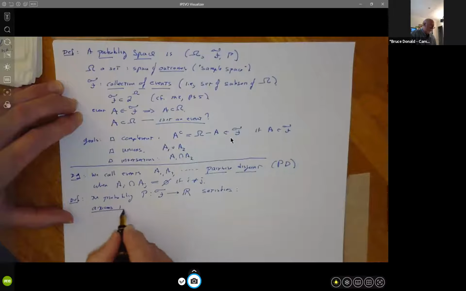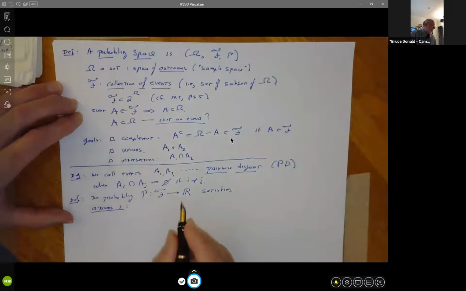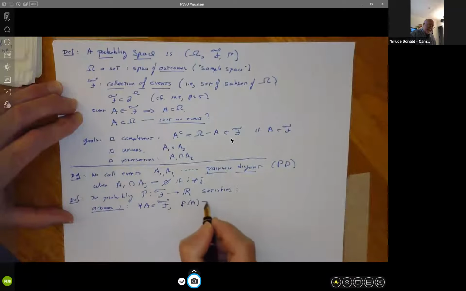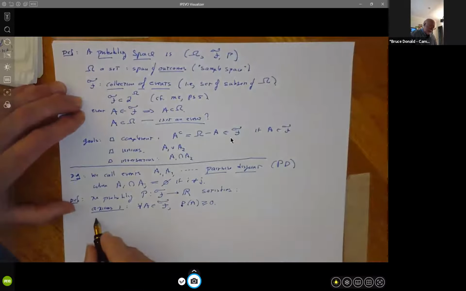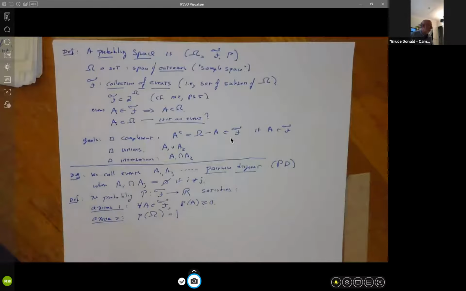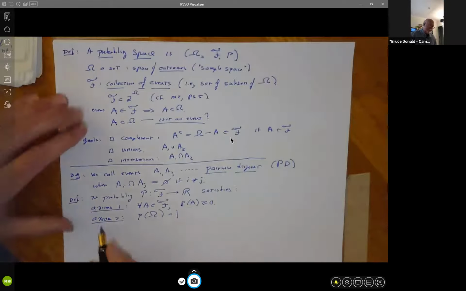Axiom 1. The first is, for any event A in our collection of events, we have that the probability of that event is greater than or equal to 0. Can't have any negative probability events. And axiom 2 is another well-behaved thing. The probability of the entire space is equal to 1. So the probability of the entire set of outcomes is equal to 1.